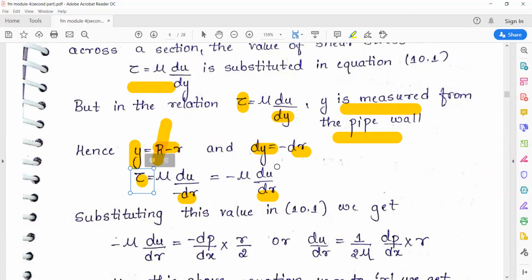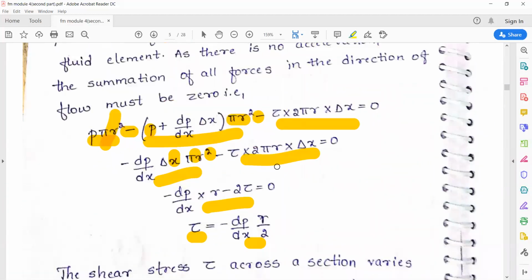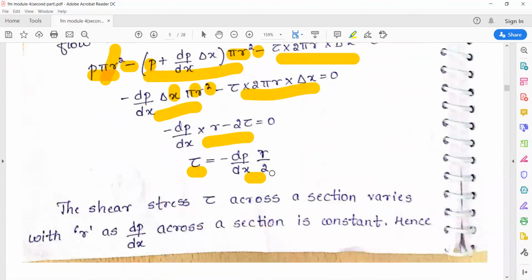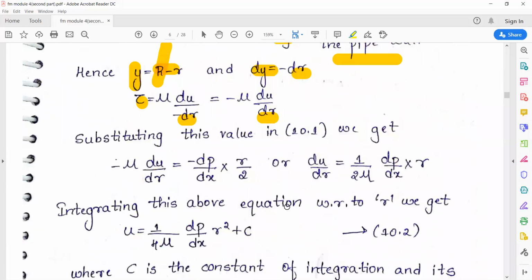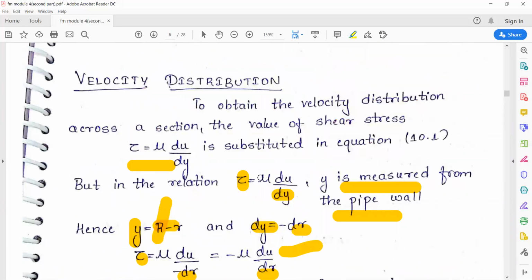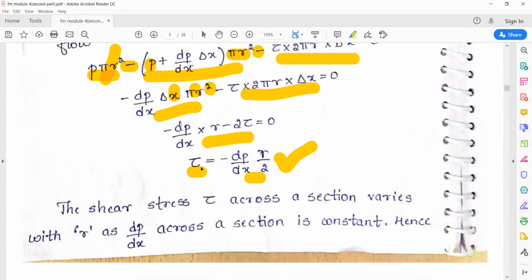Now this minus mu into du by dr is tau. But we have already derived another expression for tau: tau is equal to minus dp by dx into r by 2. Since both are tau, we can equate them. So tau is equal to minus mu into du by dr, and also tau is equal to minus dp by dx into r by 2. So you can equate both.